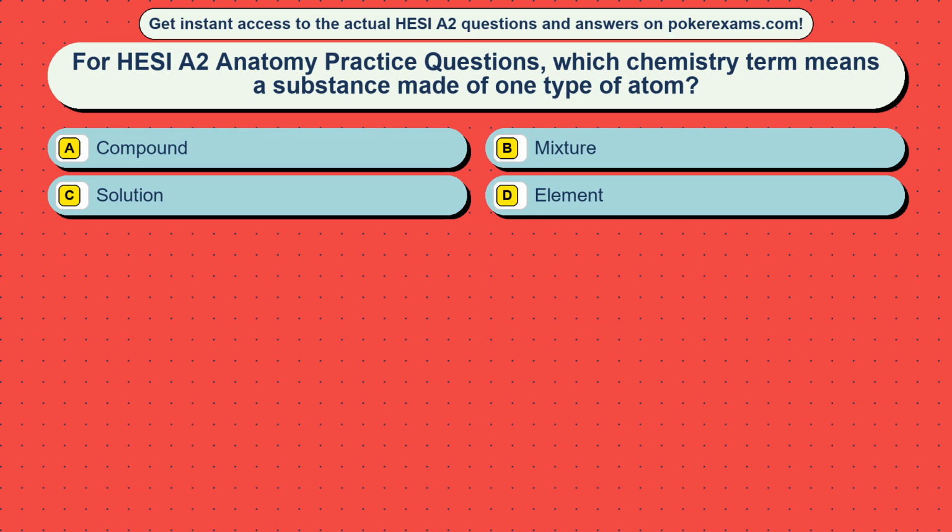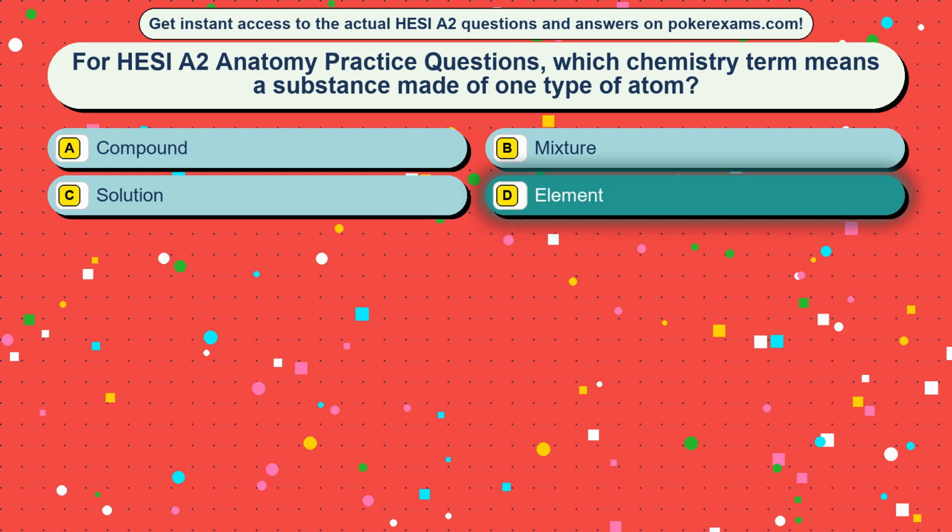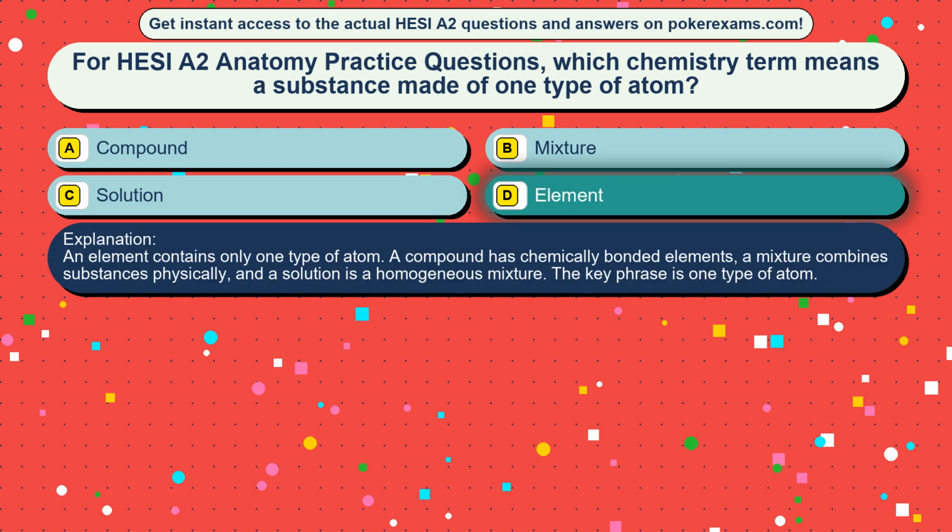Question 2. For HESI A2 Anatomy Practice Questions, which chemistry term means a substance made of one type of atom? Option A, compound. Option B, mixture. Option C, solution. Option D, element. The correct answer is option D, element. An element contains only one type of atom. A compound has chemically bonded elements, a mixture combines substances physically, and a solution is a homogeneous mixture. The key phrase is one type of atom.